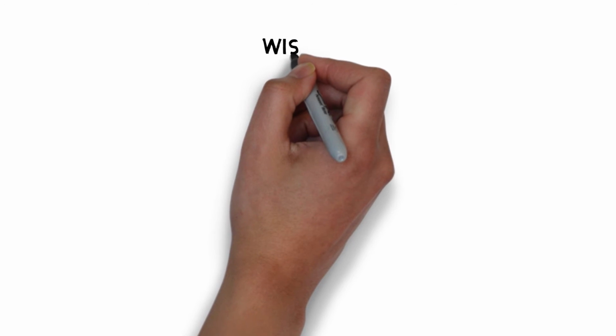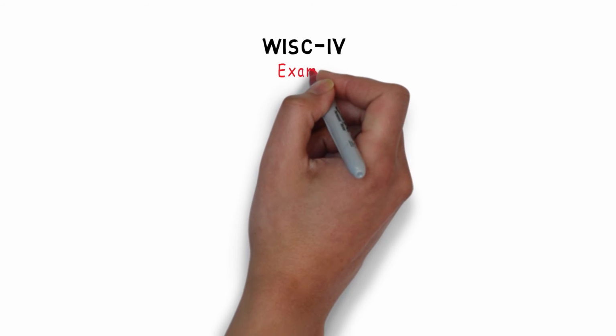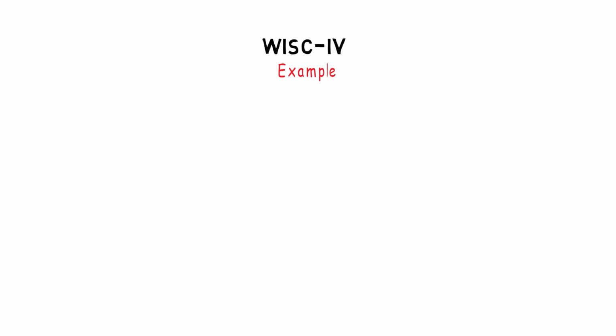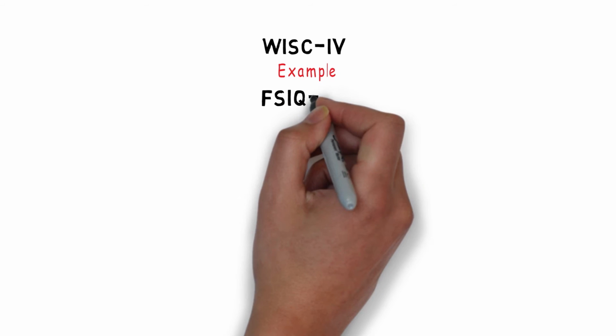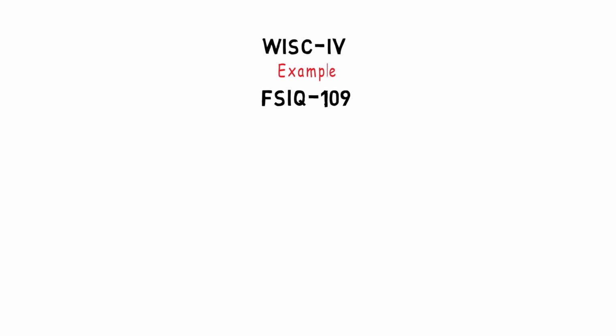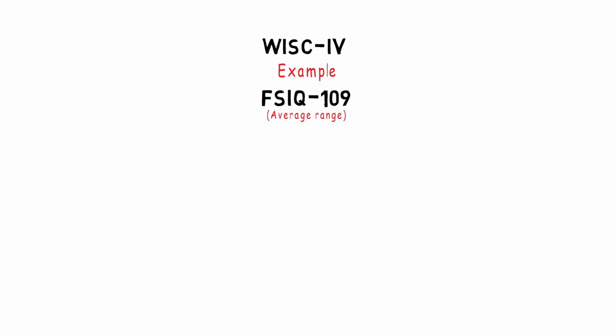So cognitive testing, a very common cognitive test or IQ test is called the WISC-4. And the WISC-4 is made up of several components. And I'm just going to give you an example of my son. My son on the WISC-4 earned a full scale IQ of 109. And 109 is in the average range. 100 is dead average. So from about 90 to 110 is the average range.